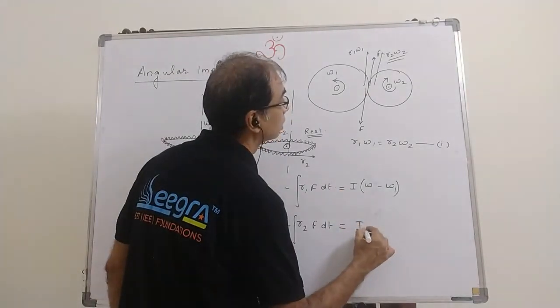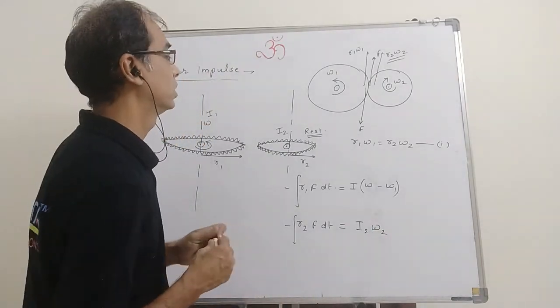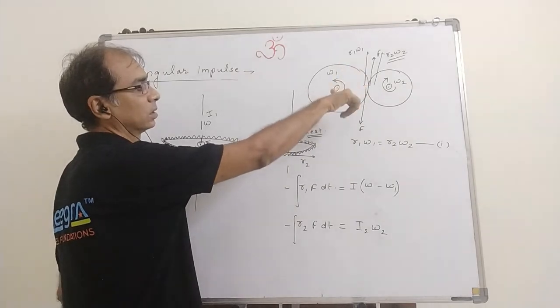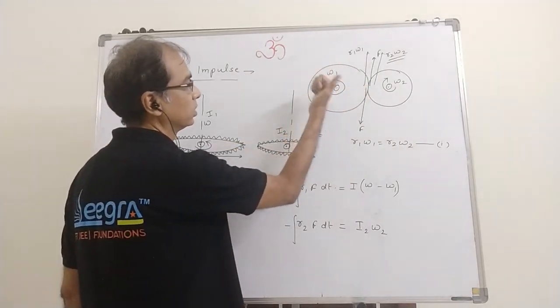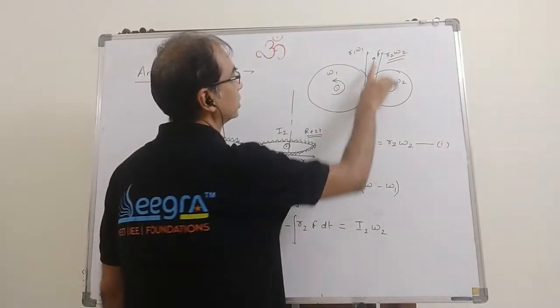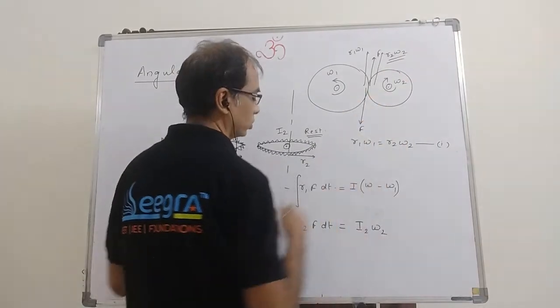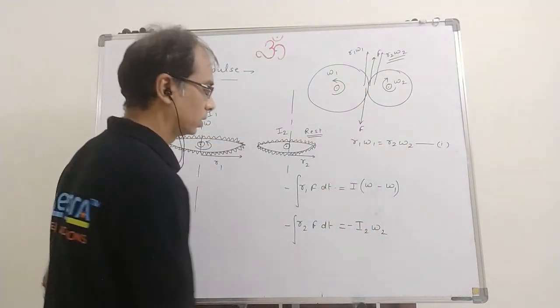I2 omega 2. Just check with the sign first if I am doing any mistake. Okay, first we took this as negative, so I have written negative over here. This is positive. Okay, for this direction, this direction is coming inside only, and this is also inside.